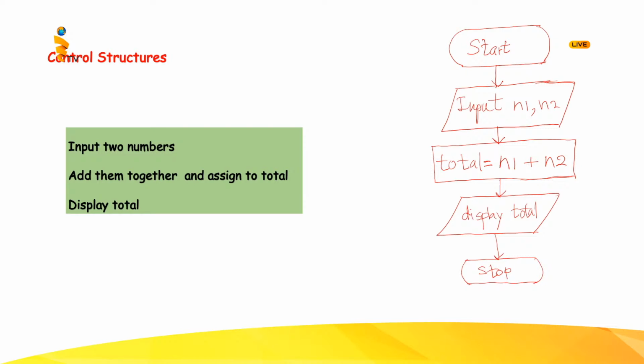Now can you guess what is the control structure described here? Here this program flows step by step. So this is an example for the control structure sequence.